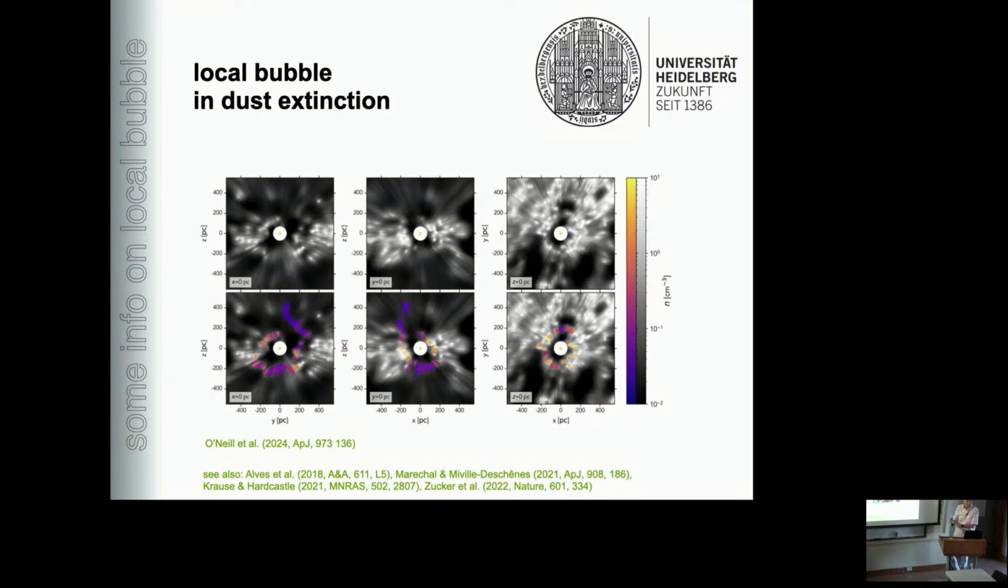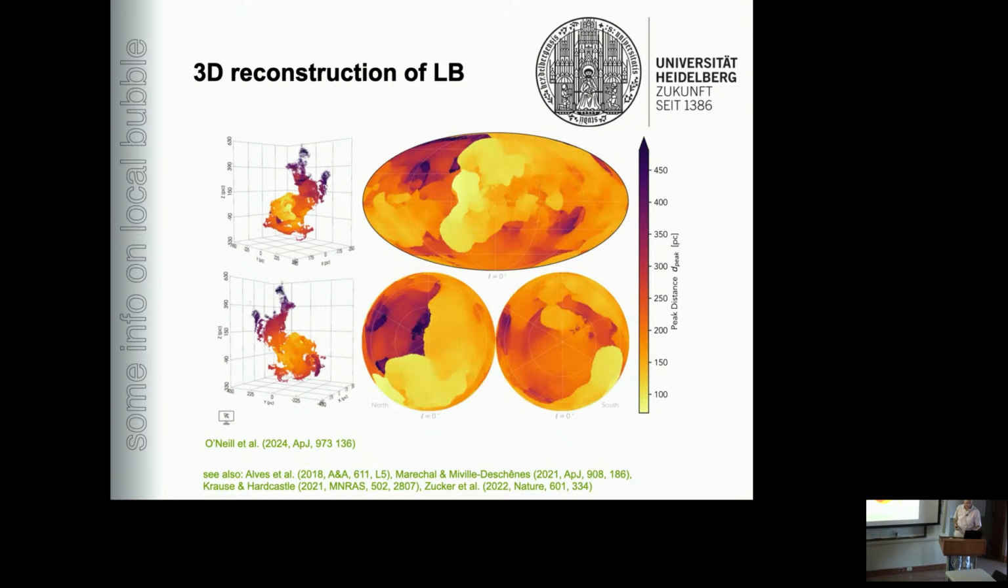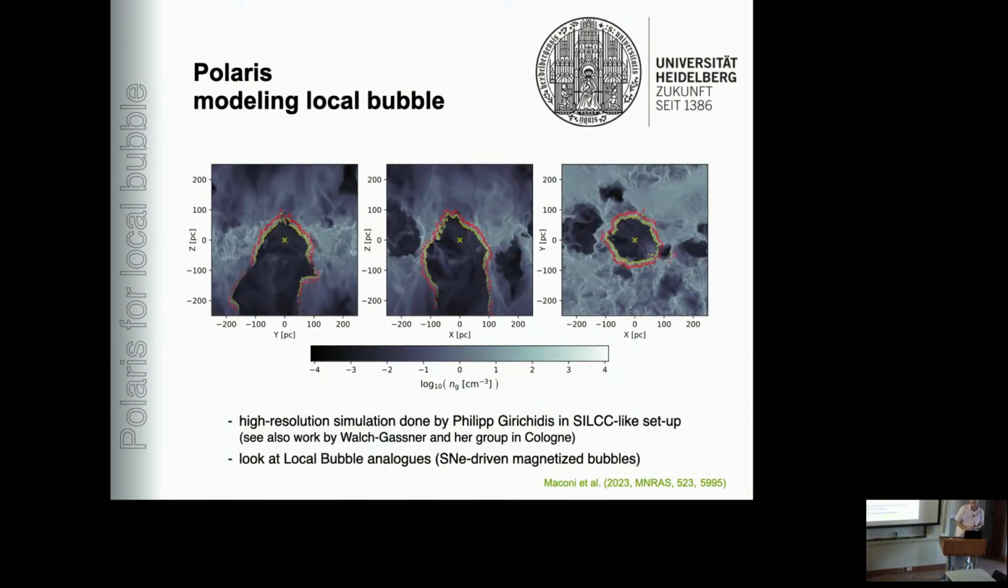And so with exquisite dust extinction maps, we can now engage in a 3D reconstruction of the interstellar medium in the solar neighborhood. So we can infer from that what the structure of this bubble is. We know roughly the distance to the wall. We know roughly the properties of the wall. We have an idea about the magnetic field in the wall. And so that is a feature that we would like to match.